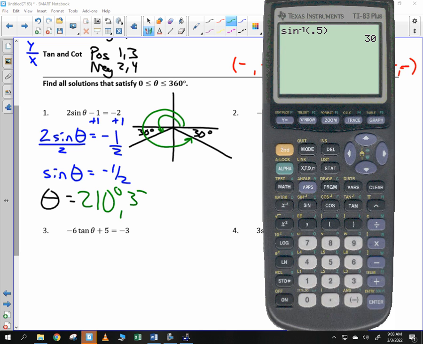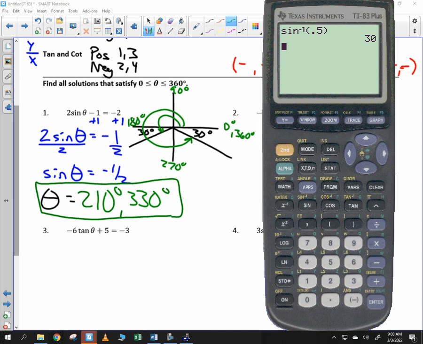330. This is 0 degrees. This is 90. This is 180. This is 270. This is 360. So you can see here that your answer is going to be between 270 and 360. You can see here that your answer is going to be between 180 and 270. See that? So those are my two answers. So it's new, but we don't have to make it super challenging. Okay? Let's try the next one.